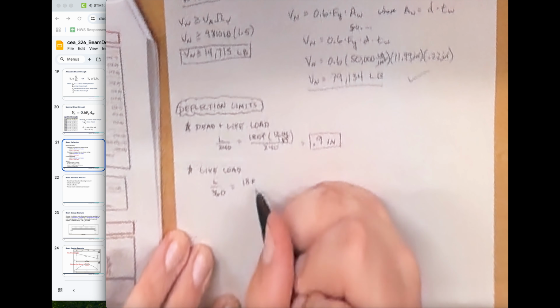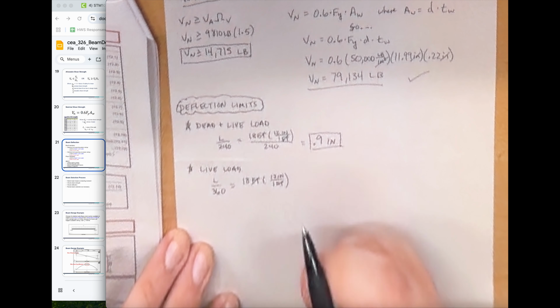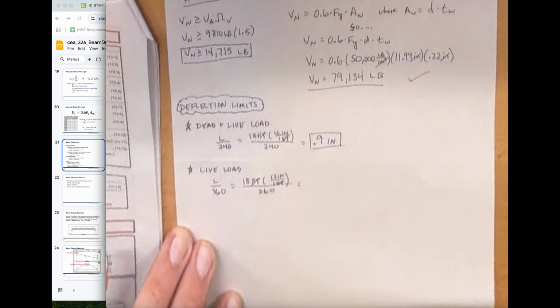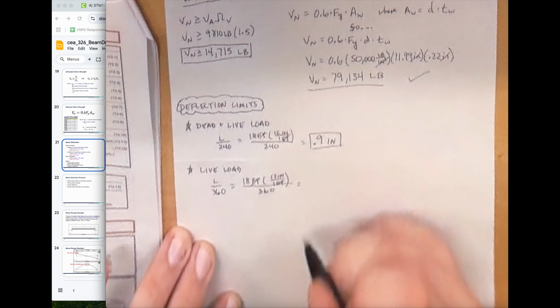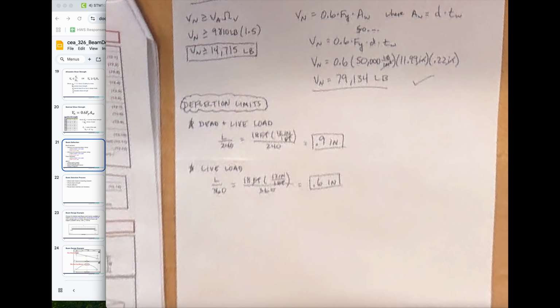And what we're going to do again is we're going to take our 18 feet. We're going to convert that to inches. So 12 inches per 1 foot, our conversion factor. Those units cancel, we're left with inches. We're going to divide this by 360. Now we can take that 18 times 12 and then divide that by 360. We're going to end up finding for our live load, we can only have our beam sag down 0.6 inches for that. So 6/10 of an inch.